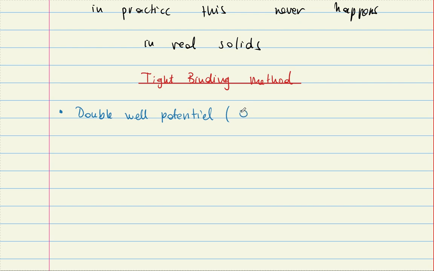So I want to start talking about something we'll use a lot, so-called tight binding method or model. But for warm-up, I want to consider something even simpler. Let's, as a warm-up, consider a double well potential, of course, in quantum mechanics.